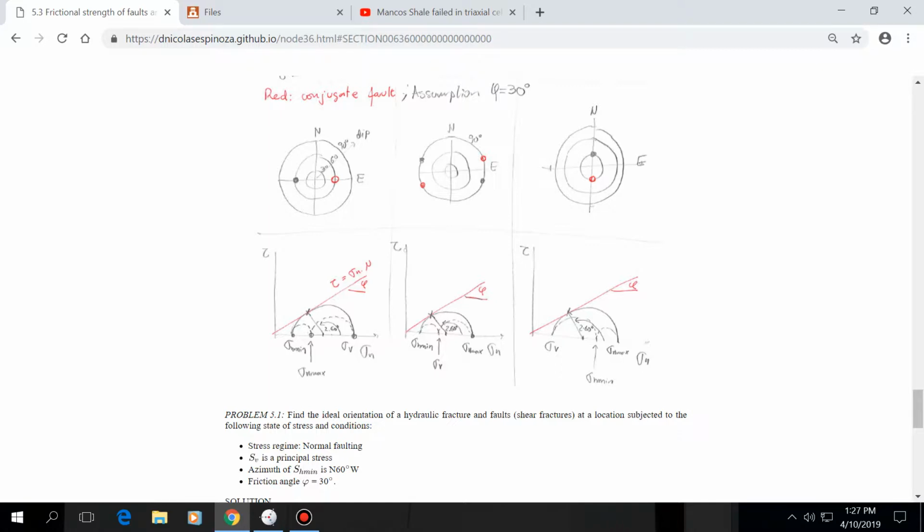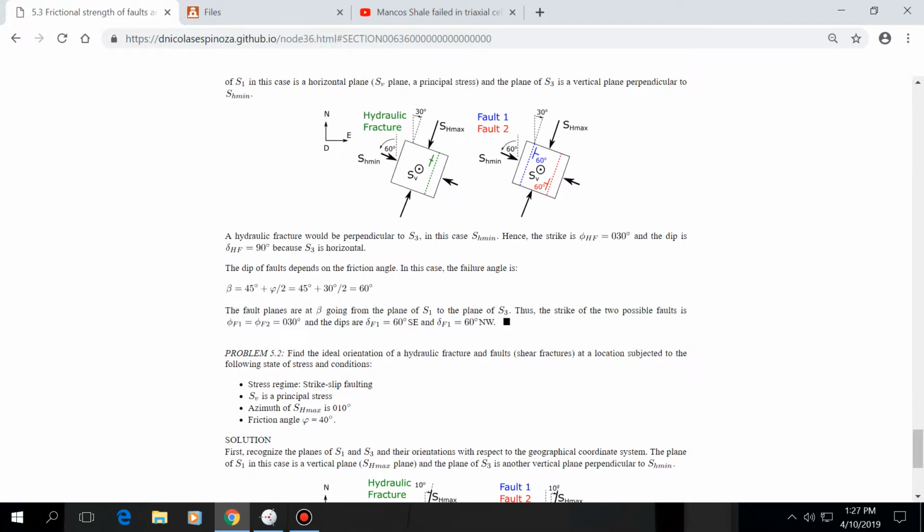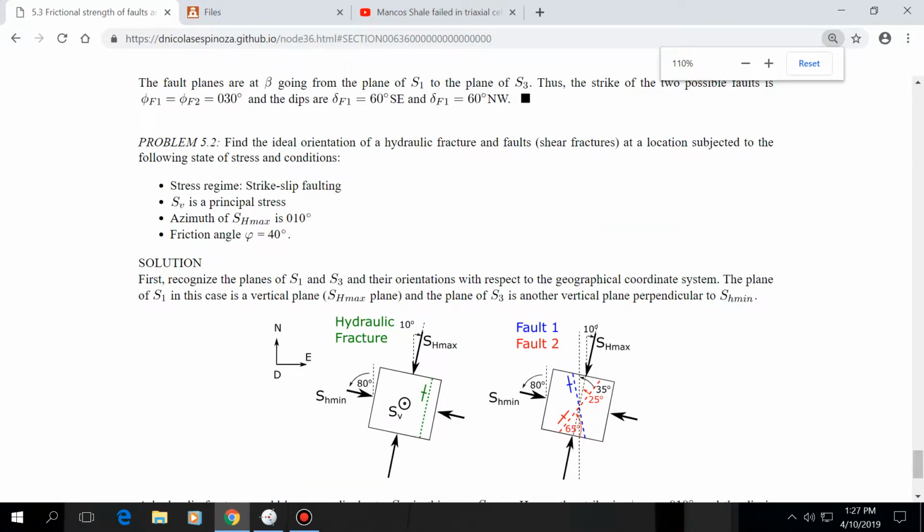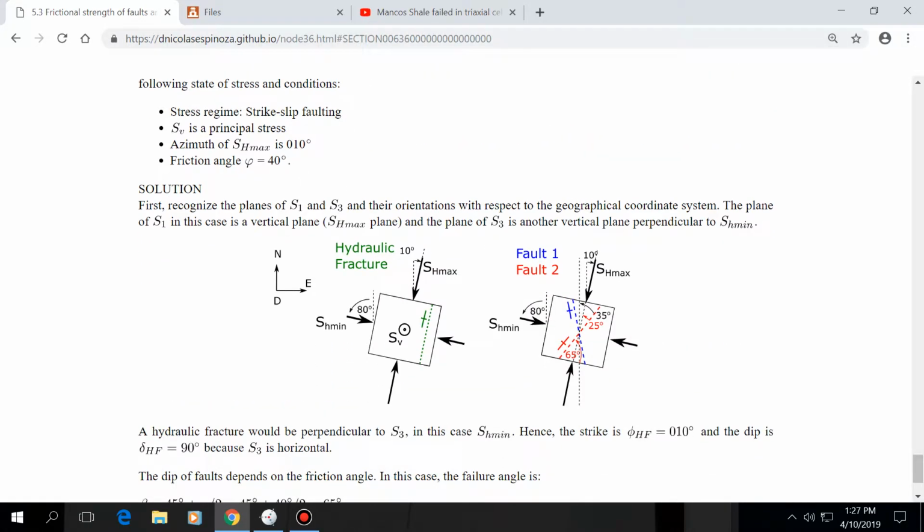One minute. Yeah, you had a question. Yeah, on the bottom of this page, 5.2. Can you scroll down to that? Can you explain how you get the first and second fault on the right side? We're trying to go over this in class. All right, so these two.